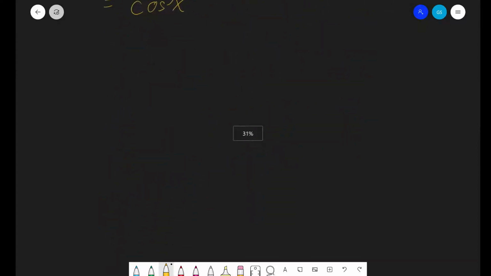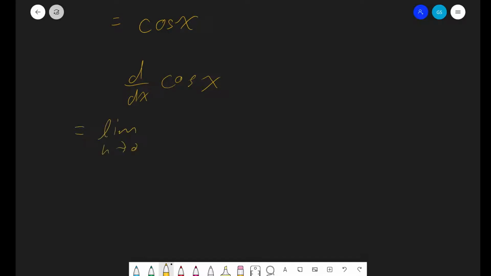So let's do another one. Let's now say I asked you for the derivative of cos x. Pause the video and see if you can actually do this one. So same idea, we're just going to use the difference quotient, the limit of h approaching 0 of cos x plus h minus cos x all over h, right?